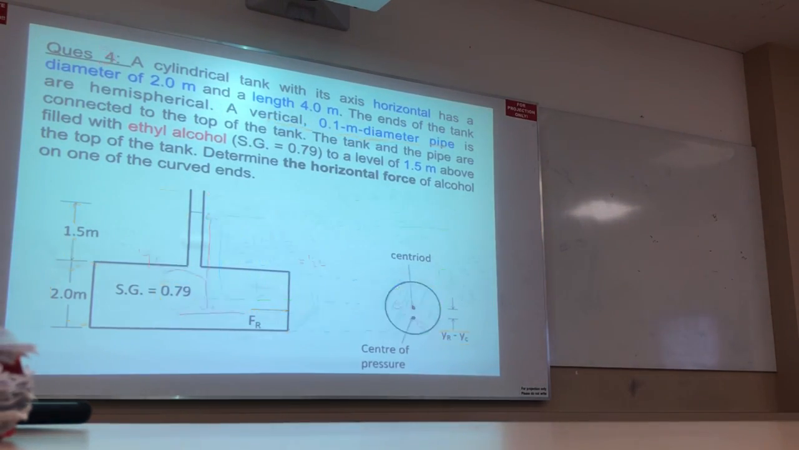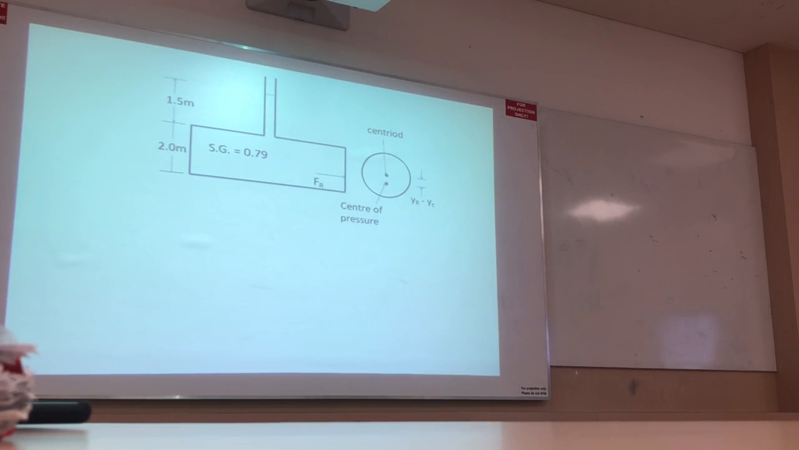So now I show you the solution. This is the solution. Don't worry. Then this is the surface of the water. This indicates the centroid. Distance from the surface to the centroid is 1 meter. HC is 1.5 plus 1. Last time I wrote 2.5 meter.